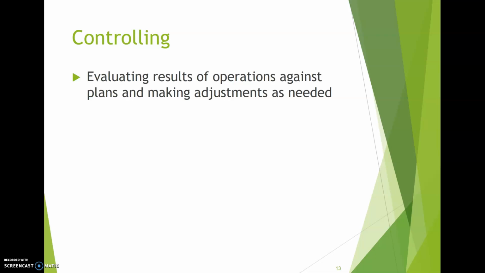And then controlling. This we will look at after we do budgets. Controlling is seeing how we did. So we make our plan, we execute our plan, but then at the end we need to see how we stack up against what we planned. And that will help us make future decisions and make future plans.